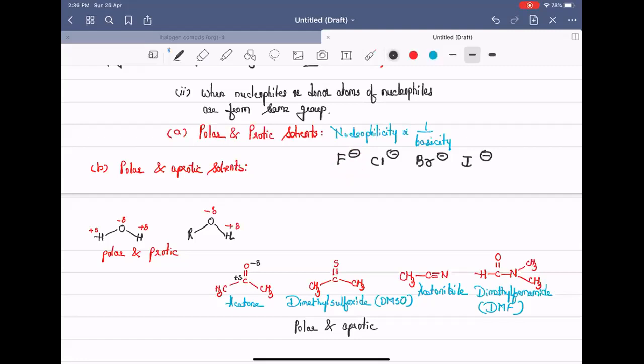So in polar and protic solvents, if nucleophiles from the same group are compared, and if the solvent is polar and protic, nucleophilicity and basicity are inversely related. Find out the basicity, right? The one which is the weakest base is the strongest nucleophile. So that's the first thing that we have, and you all have to know this. This is the first order that I have given you here. Know this order properly, right?